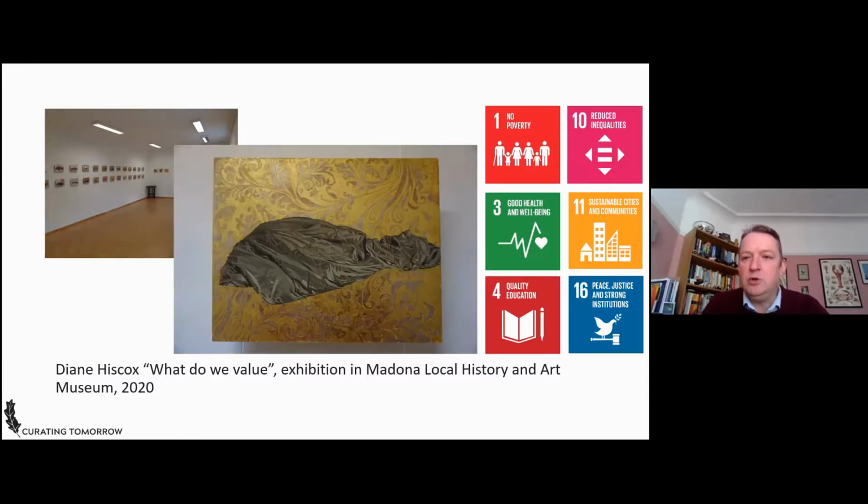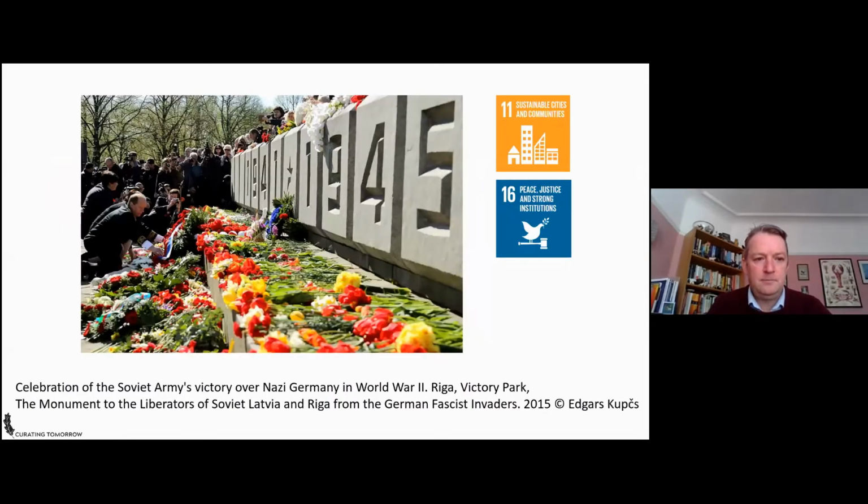And what do we value? Do we value people, or do we value things? Do we value precious materials like gold, which is shown on the artworks here? And she makes these artworks very small and very precious. And it's to ask, well, what is the most precious thing? And are all human lives of the same value?